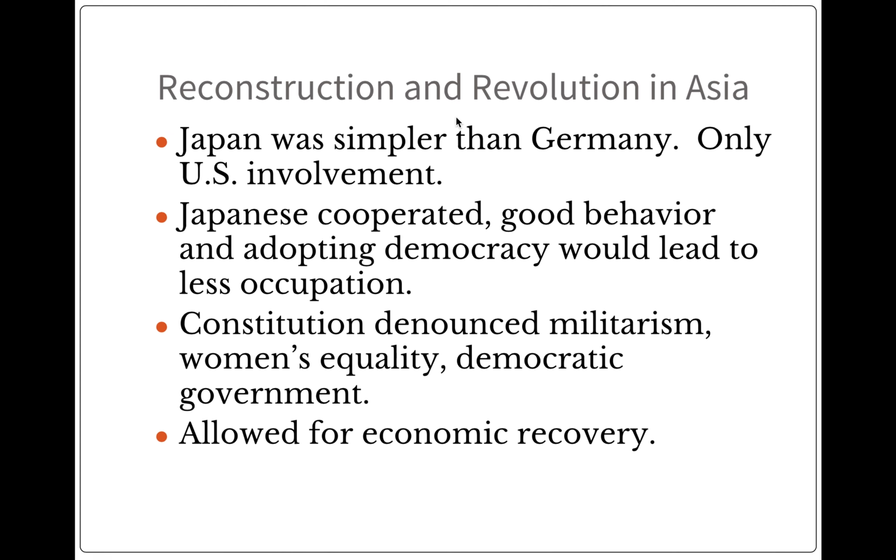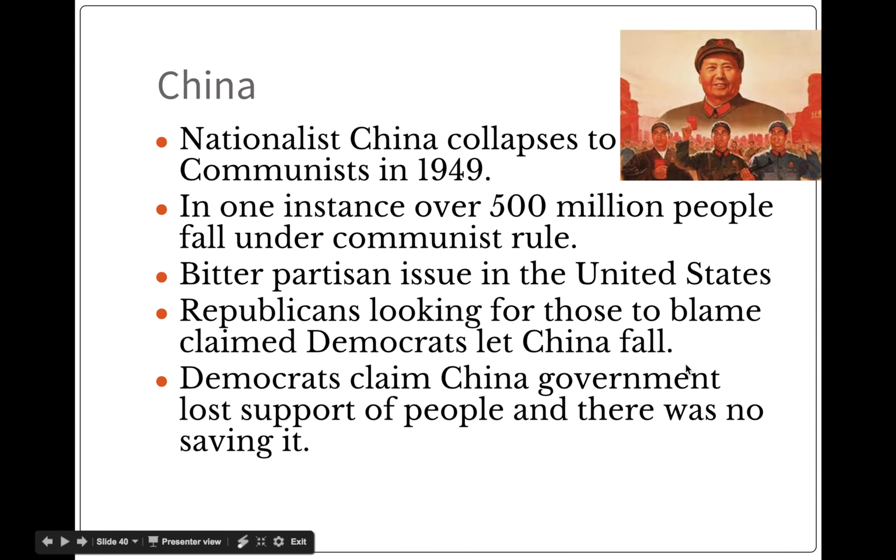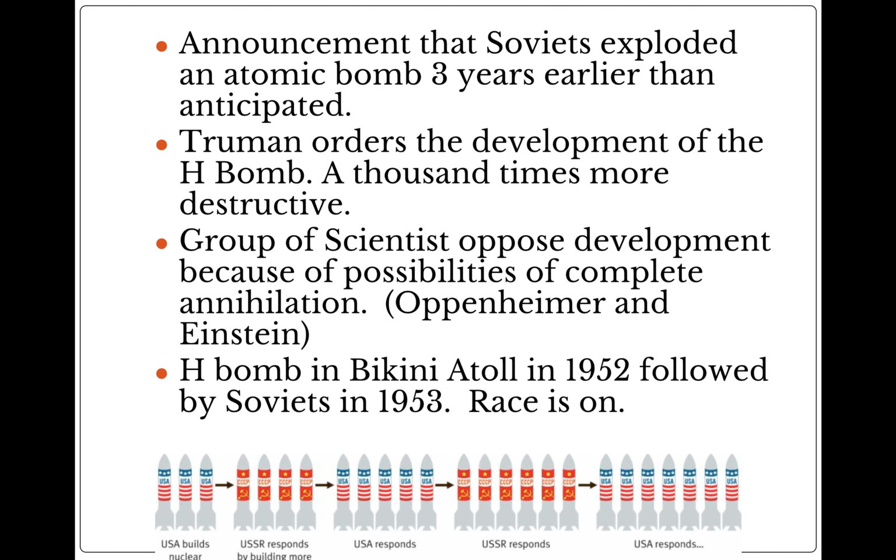Reconstruction and revolution in Asia. Japan was easier to help reconstruct than Germany because only the U.S. was involved in the reconstruction of that country. The Japanese cooperated. They adopted elements of free market enterprise and a constitution, which helped with their economic recovery. China, on the other hand, falls back into their civil war of communists versus nationalists. The U.S. government tries to aid the Nationalist Party, but China falls to communism, and the nationalist leader escapes to Taiwan.